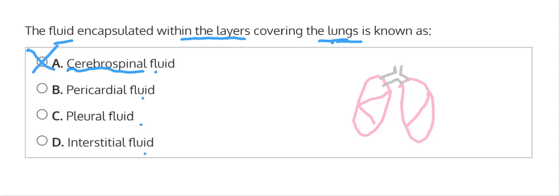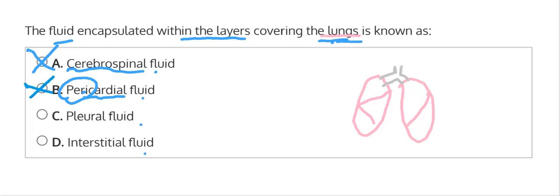Option B is pericardial fluid. So if you see the cardial part, you should think cardiac or heart, and then peri means surrounding. So the fluid surrounding the pericardial area, which is not what we're looking for because we're discussing in this question the lungs. So therefore we can eliminate option B as well.